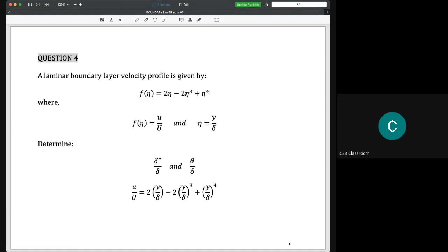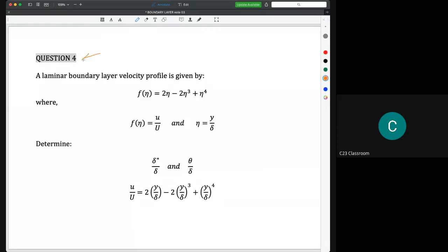Assalamualaikum dan salam sejahtera. Today we continue our lectures about boundary layers. So I will show you a few questions to solve boundary layer problems. So here, this is question number 4.